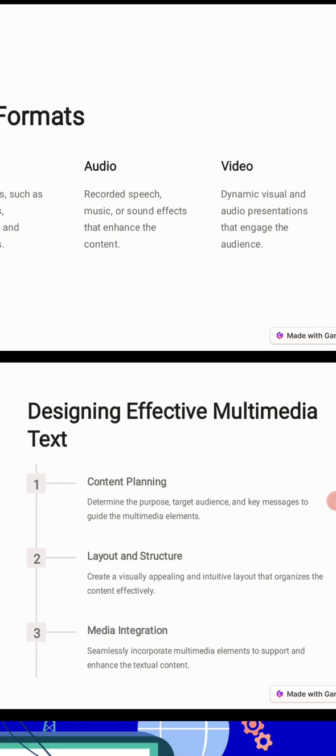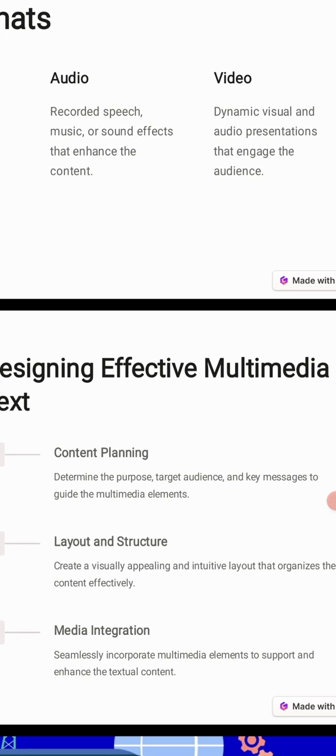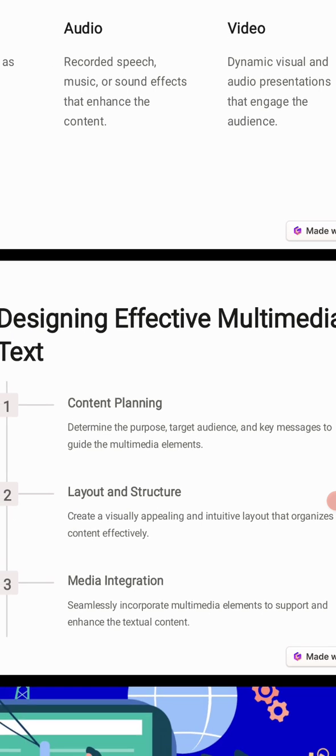You have three steps for designing effective multimedia text. The first one is content planning, second layout and structure, and third media integration. What do you mean by content planning? You want to focus on the purpose of using this multimedia text, who the audience is, that means for whom you are designing this text, and what messages you are placing inside the content towards the multimedia elements. You want to plan all of this, including the quality of the content you are going to place.